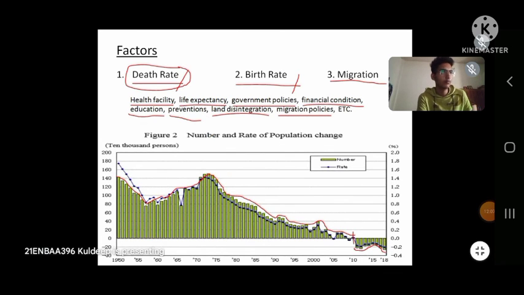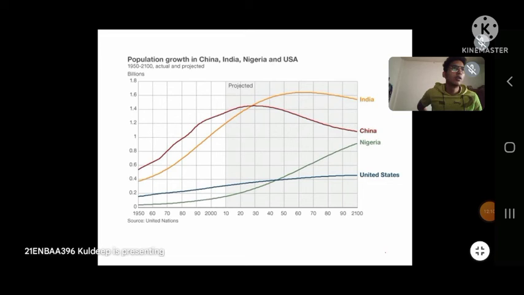Now this is the population growth in China, India, Nigeria, and the USA. So first, look at India. India in 1950 had about 400 million population, and after that it continued to increase, and around 2000 the population of India was 1 billion, and then it continued to increase. It will continue to increase, and currently the population is around 1.35 billion, around here. And you can see China is always ahead of India in population.